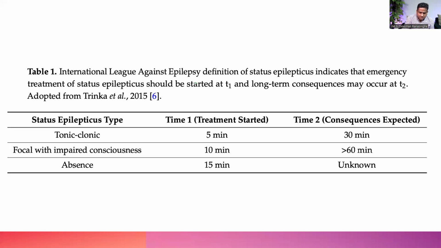For a motor convulsion, T1 is 5 minutes. T2 is 30 minutes. That's all you need to remember. Others are just information. So if the child is convulsing, you need to start treatment at 5 minutes. If the seizure goes on for more than 30 minutes, you need to start expecting consequences of the status epilepticus. So that's all you need to remember.